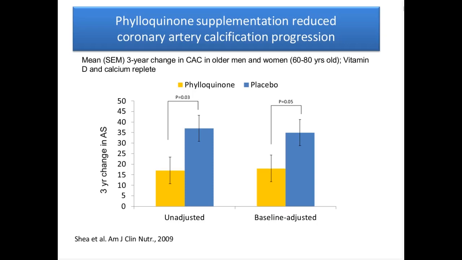And this is whether you adjust for how much calcium they had at baseline and how much vitamin K they had in their diet. The results are the same. In other words, phylloquinone in individuals who have calcification appears to slow down how much more calcification they get. And I just want to emphasize there are no data to indicate that phylloquinone stops calcification from starting. It's just once calcification is started, it slows down the progression.